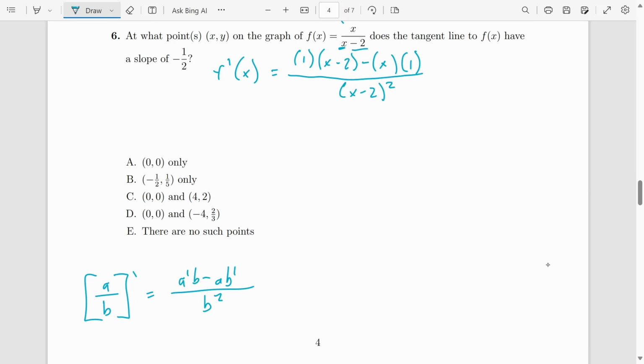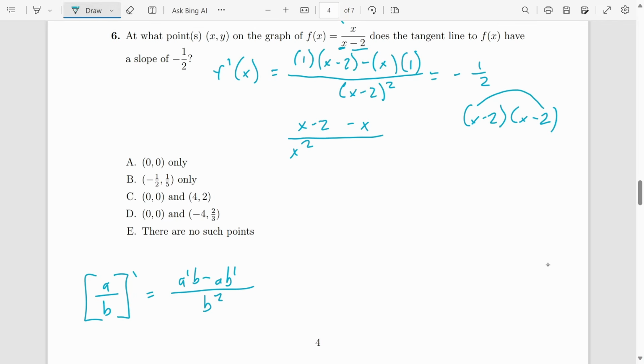So we have our derivative, and now we can just set it equal to negative 1/2 and just solve for x, and then that'll be our x values. So doing that, let's multiply things out to make this prettier. We get x minus 2 minus x all over, on the bottom, imagine this is x minus 2 times x minus 2, squared. Doing FOIL, first is x squared.